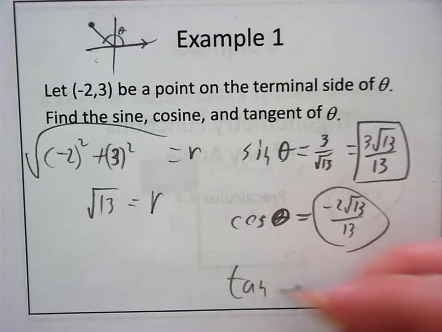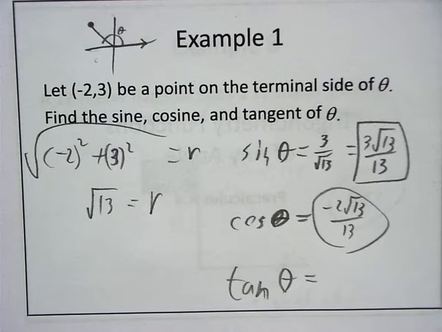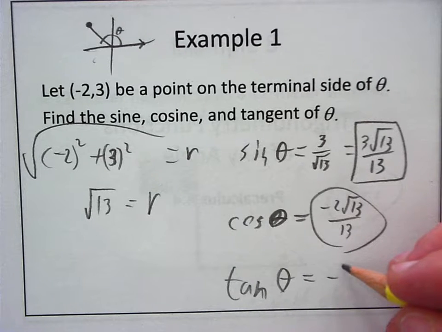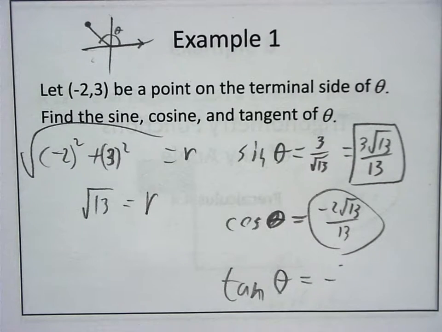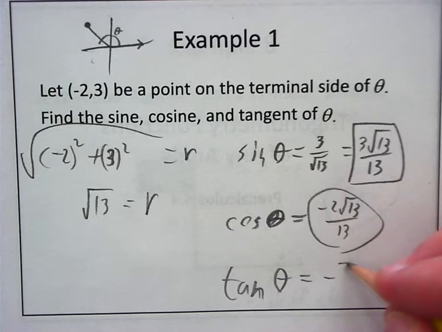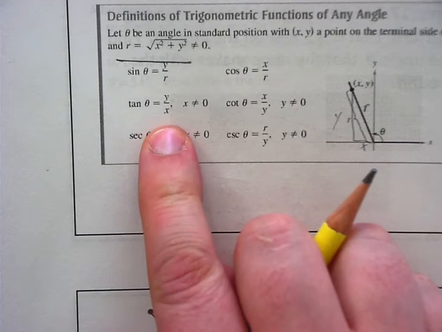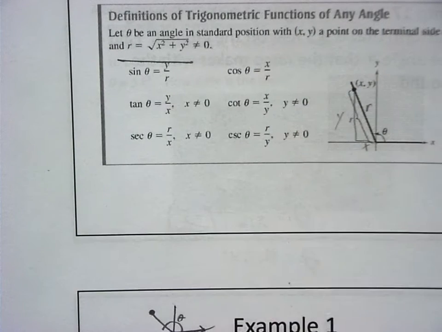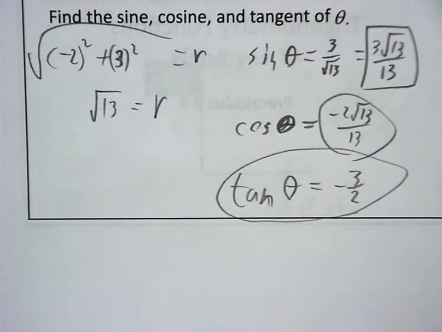Tangent ends up being the easiest one because the square root of 13s, the denominators, essentially just cancel each other out when you multiply by the reciprocal. All you're left with is y over x. In this case, that would give you 3 over negative 2, or negative 3 halves. Because if you take y over x, in other words, sine over cosine, y over r times r over x, the r's go away and you're left with y over x. So with tangent, you can jump straight to that if you're given the coordinate.